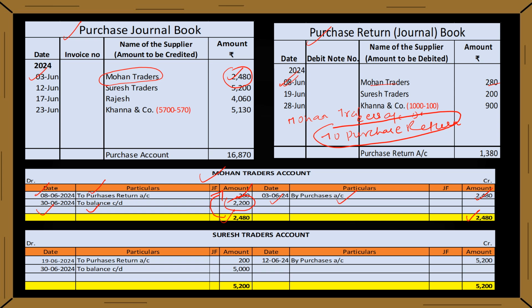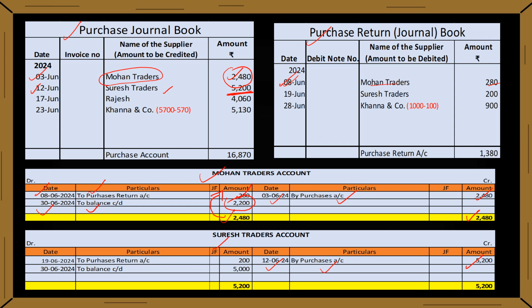Next we have to open Suresh Traders account. On 12th June we have a purchase of 5,200. The purchase account will be debited in the journal entry. So in the ledger account it has to be credited. Right. So on 12th June 2024 by purchase account 5,200.